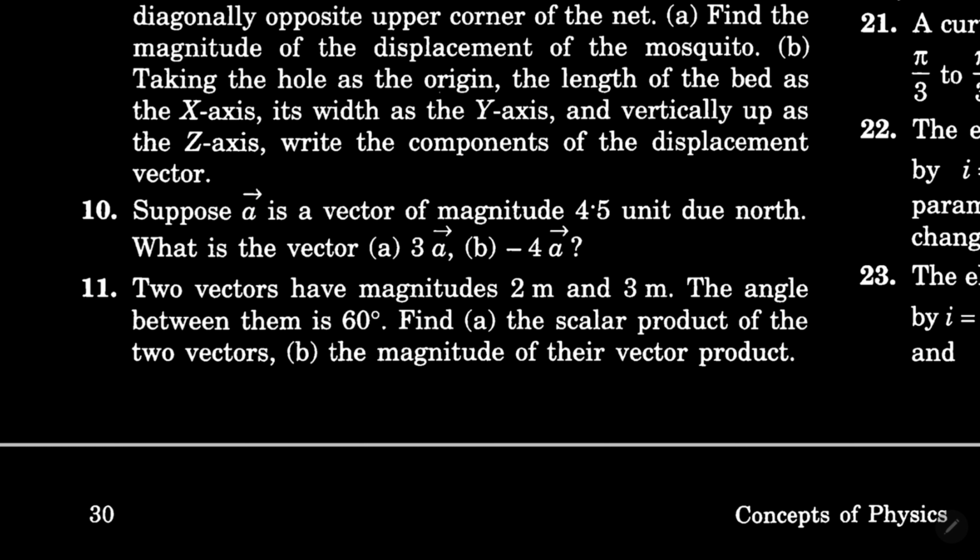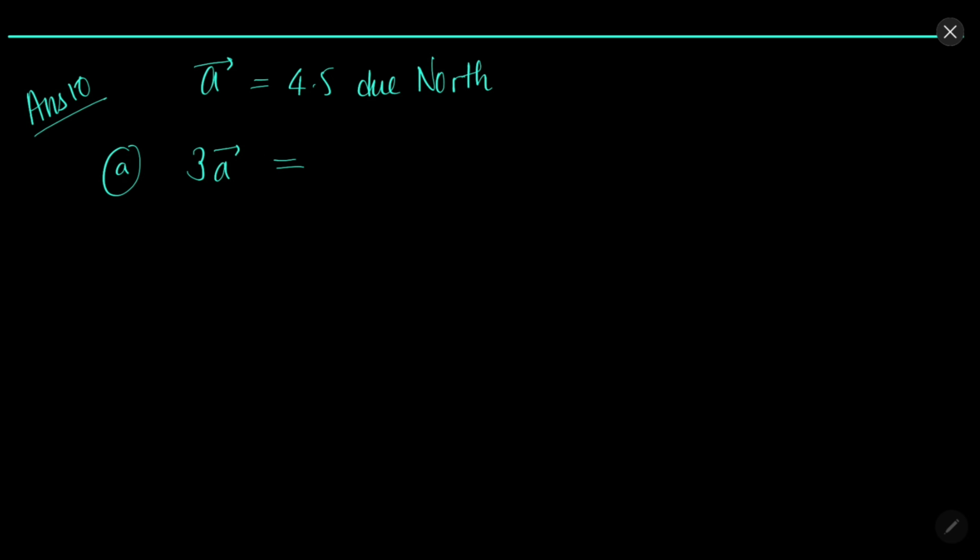In question 10, suppose there is a vector of some magnitude. We need to find the same vector but multiplied with a scalar number. So this is the 10th one. Vector A is 4.5 due north. So if you multiply this with 3, nothing will happen to the direction, only the magnitude will get multiplied by 3. So it will just be 13.5 towards north.